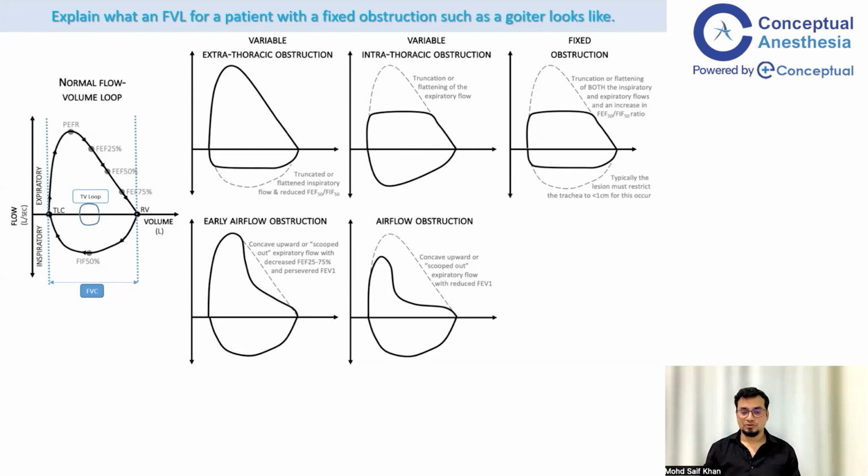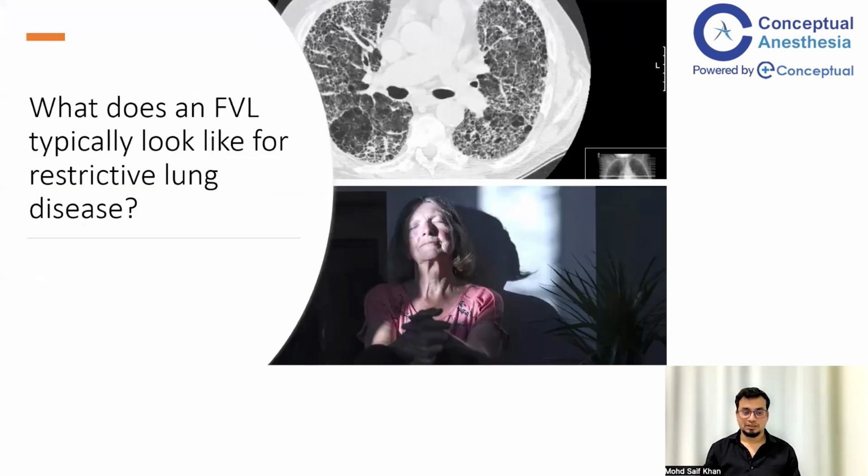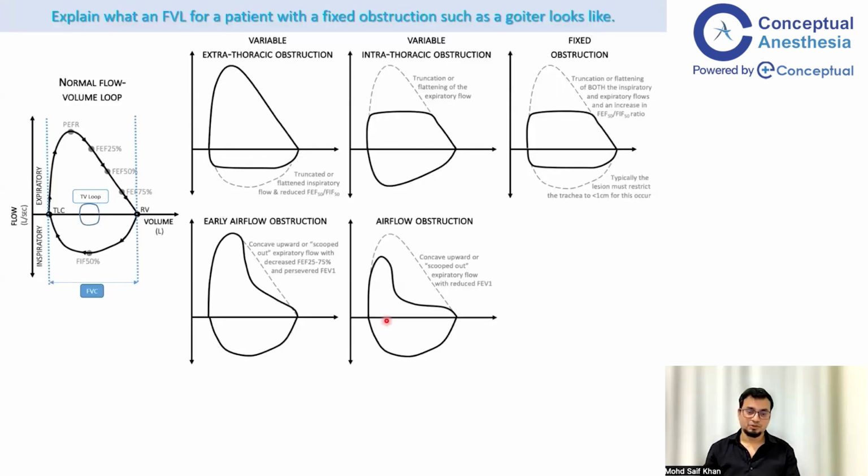Right. So now we have discussed COPD. What happens to the FV loop in COPD? I think you are now very well aware. Now we'll go on to the next part, and that is restrictive lung disease. One more thing which can happen in a COPD patient.